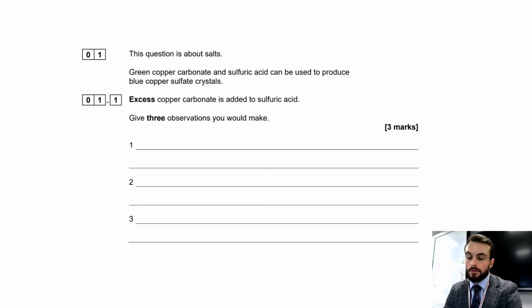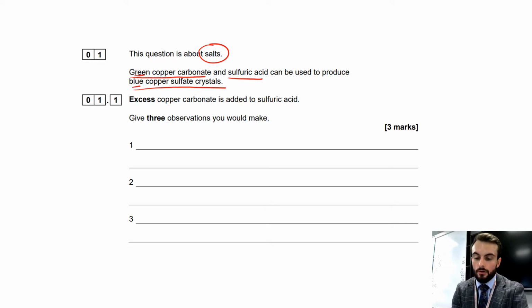So for this question, it says this question is about salts. We're reacting green copper carbonate and sulfuric acid to produce blue copper sulfate crystals. So green copper carbonate, sulfuric acid, product is blue copper sulfate crystal. It already tells you what the colours of the things are. Sometimes you will be expected to remember that.